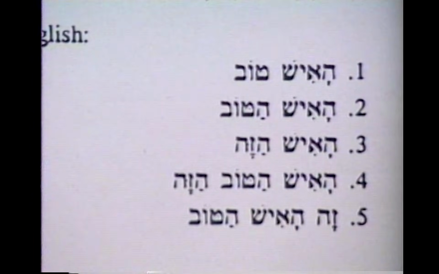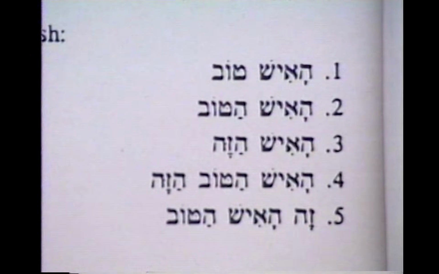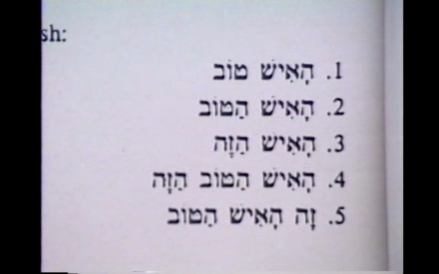All right, now let's move down to the next one. It says read aloud and translate the following into English. We've got number 1, ha'ish tov, that would be translated the man is good. Number 3, ha'ish hazeh, this man. Number 5, ze ha'ish hatov, this is the good man.